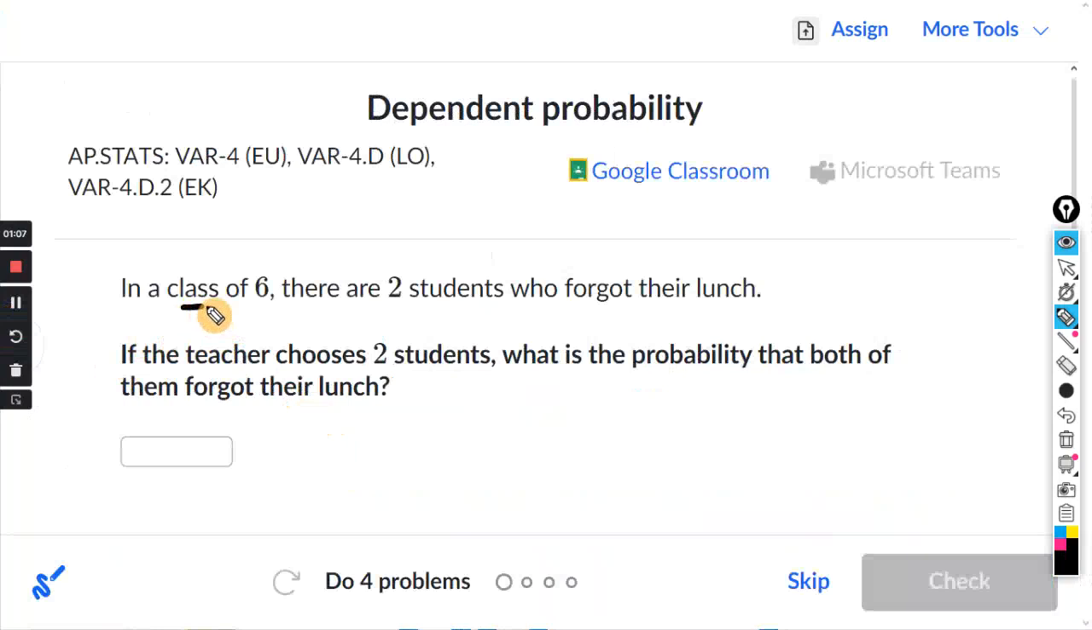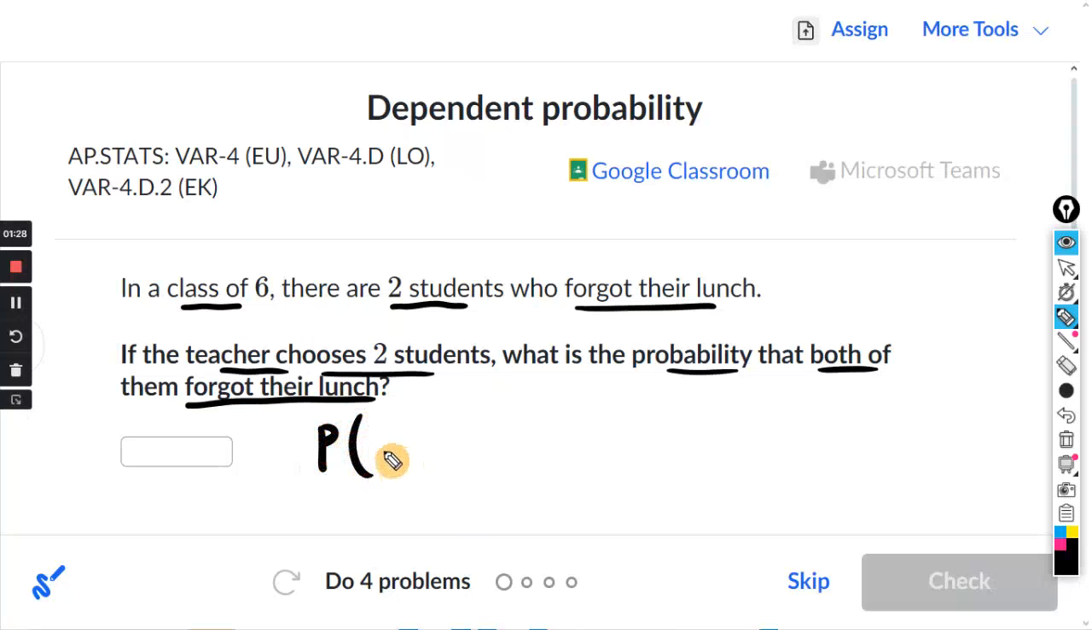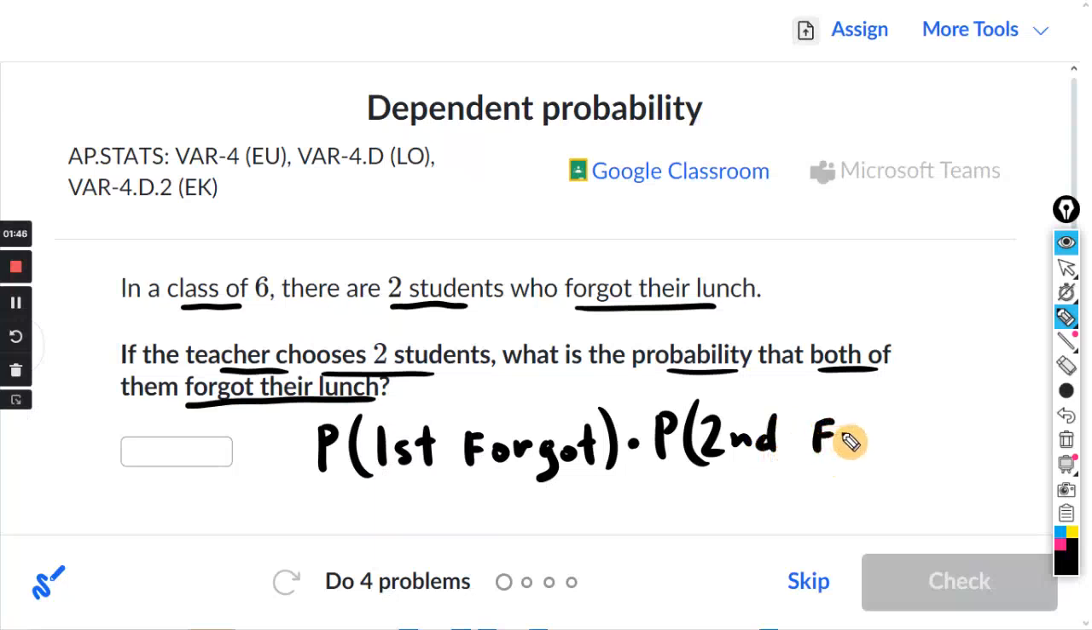In a class of 6, there are 2 students who forgot the lunch. If the teacher chooses 2, what is the probability that both forgot the lunch? So she's choosing 2, and we're going to do them one at a time: the probability that the first student forgot, times the probability that the second student forgot. Pretty simple actually.